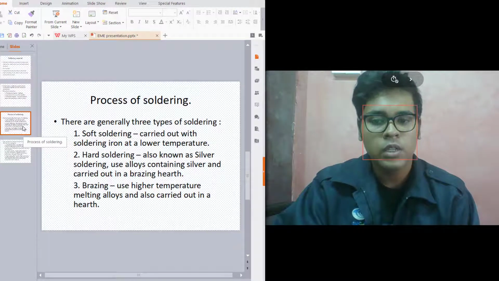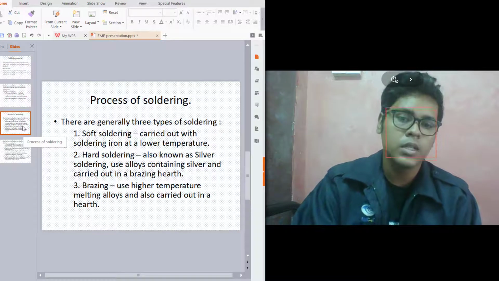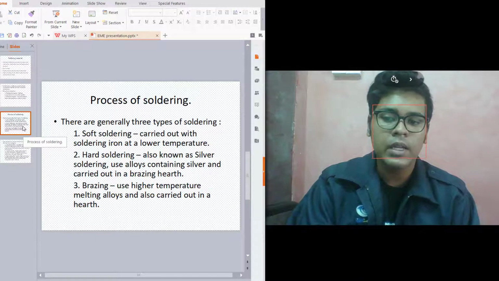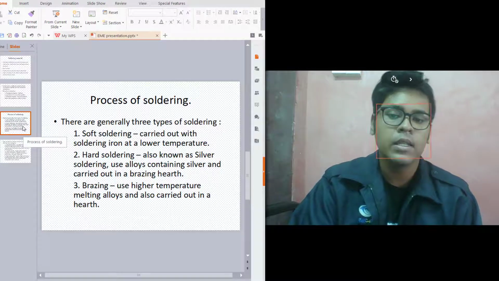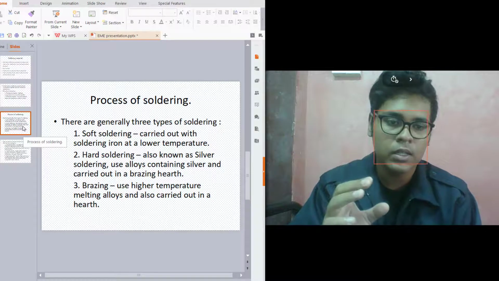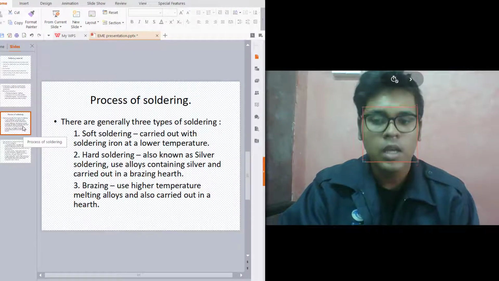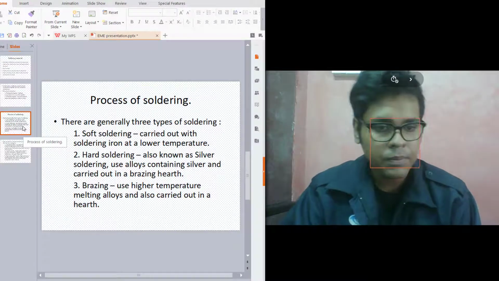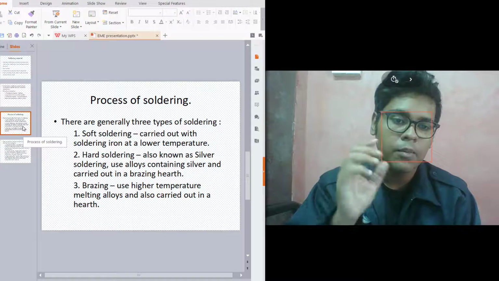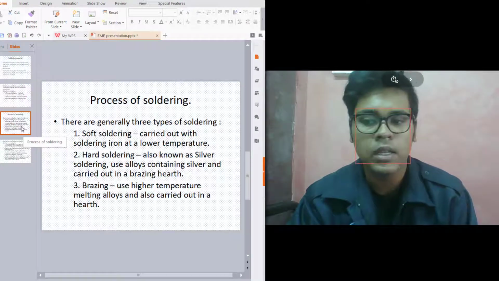Soft soldering is carried out with a soldering iron at a lower temperature. Hard soldering is carried out at a higher temperature in a brazing hearth. For the last process, brazing, it uses the highest temperature and it is also carried out in a hearth, but it has the strongest connection since it uses the highest temperature.